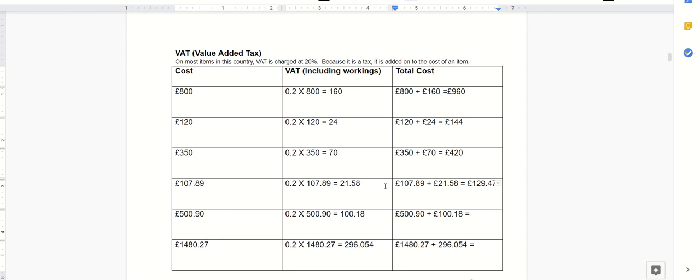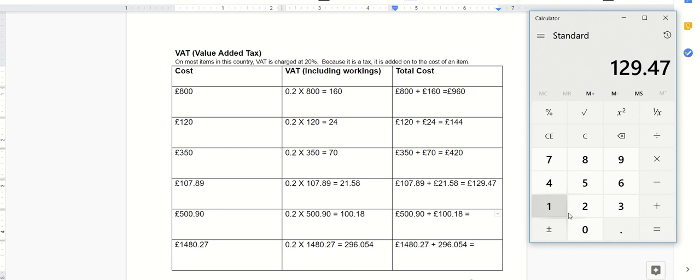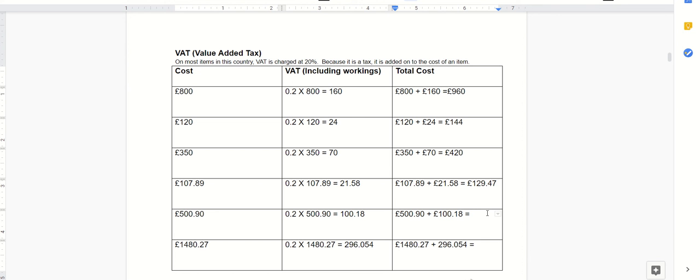And if you write your answers in like this already rounded up, it's fine because it demonstrates you can do that. You can use a calculator. The examiner's going to think, yeah, they've done that. That's fine. They'll give you the benefit of the doubt with that. 500.90 added to 100.18. So let's have a look. 500.9 added to 100.18 gives us the grand old answer of £601 and 8 pence.